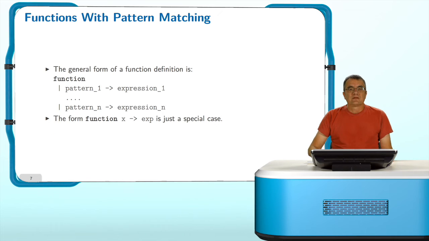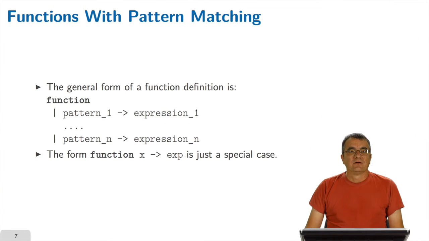You might note that the form which I've shown to you at the beginning of the sequence, function x -> exp, is just a special case of this general form where we only have one case and the only pattern is reduced to only one identifier. You might note that in this case we don't have a vertical bar in front of the pattern, which is allowed in the syntax since the vertical bar in front of only the first pattern is in fact optional and it's not mandatory to write it.